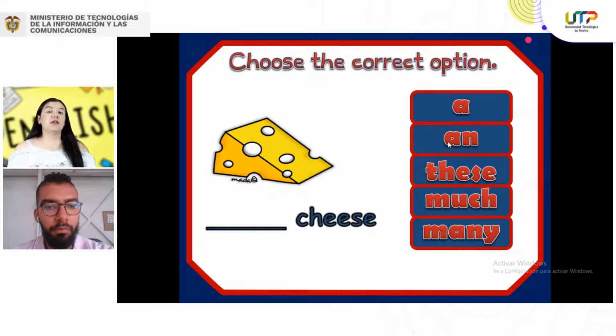Choose the correct option. And what is the noun? In this case, cheese. So we got different options. We got a, an, this, much, and many. Y les voy a dar una pista antes de que respondan. Cheese en inglés es uncountable. That is an uncountable noun. So what do you think is the correct answer in that case?